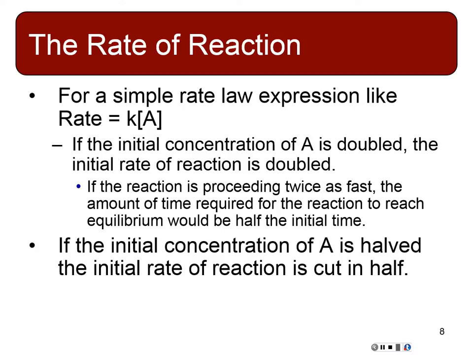Sometimes it's going to be a little confusing, but we'll just kind of stick to these first 2 bullet points. But if you have rate equals K times concentration A to the first power, if you double the concentration, what are you going to do to the rate? You're going to speed it up, and you're going to double it, right? If you decrease the concentration, so you halve it, what are you going to do to the rate? You're going to halve the rate, right?